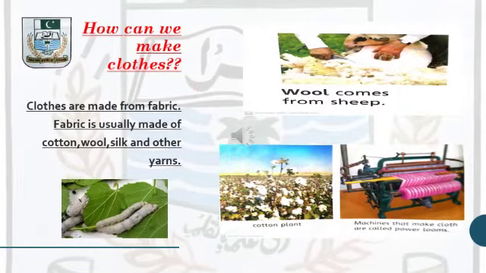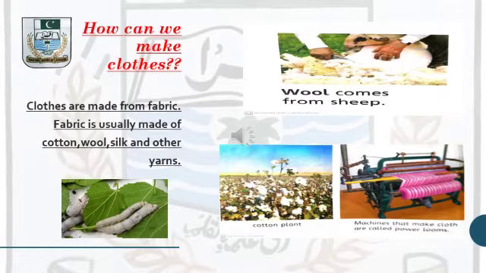Now I will tell you how clothes are made. Clothes are made from fabric. Fabric is usually made of cotton, wool, silk and other yarns. Cotton comes from a plant. The cotton balls are picked by hand. They are taken to a factory and spun into yarn. The yarn is then made into different kinds of cotton fabric.